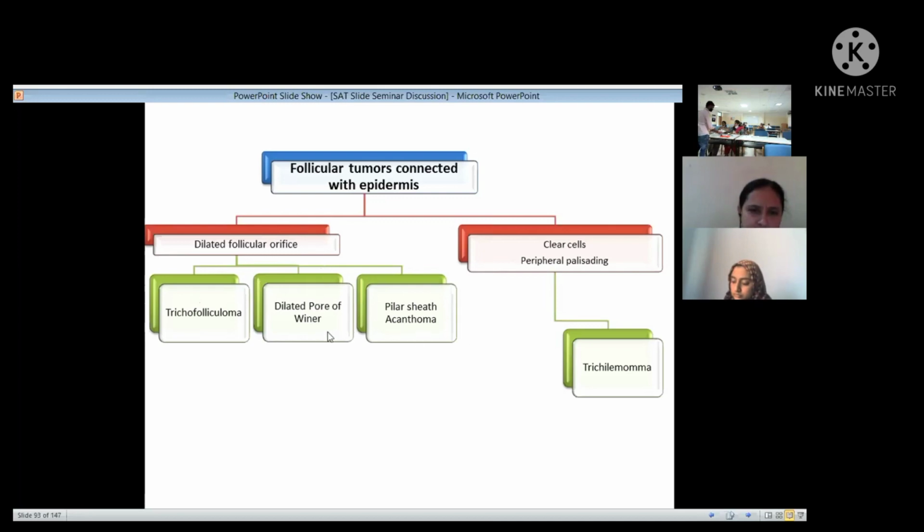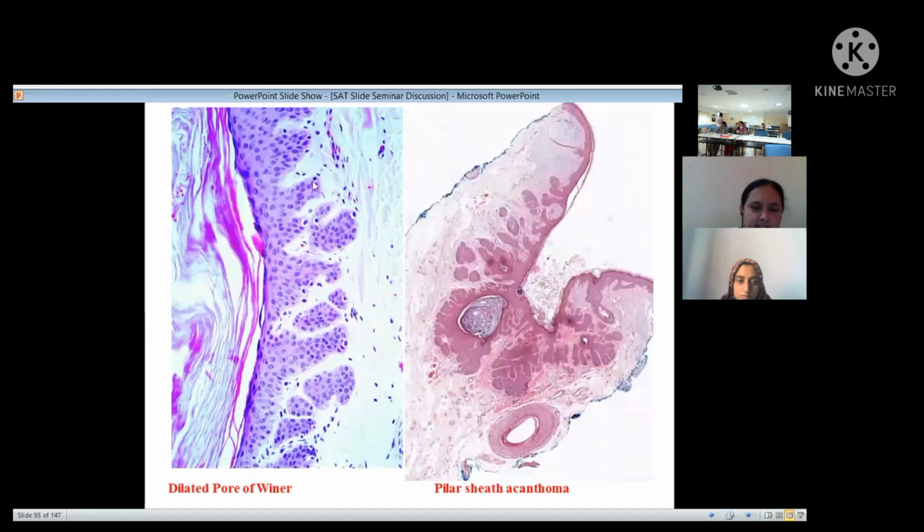There are two other tumors which also resemble the same. They have a large central cystic cavity, but how to differentiate: in the case of dilated pore of Winer, which is an infundibular tumor, that central cystic cavity is lined by epidermis, but it has some rete-like extensions from the epidermis. Whereas in the case of pilar sheath acanthoma, again there is a large central cystic cavity showing epidermal keratinization, but the wall has nodules of eosinophilic cells resembling the root sheath. So these two are considered as a differential diagnosis.